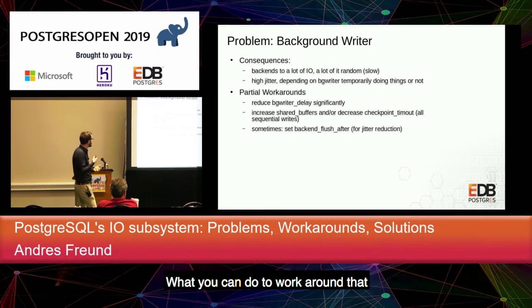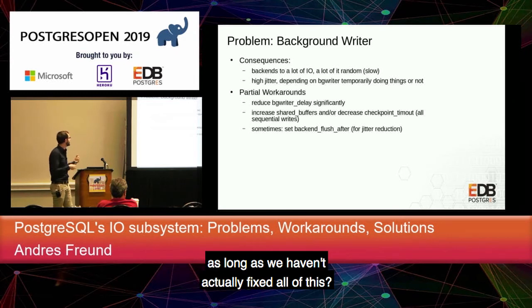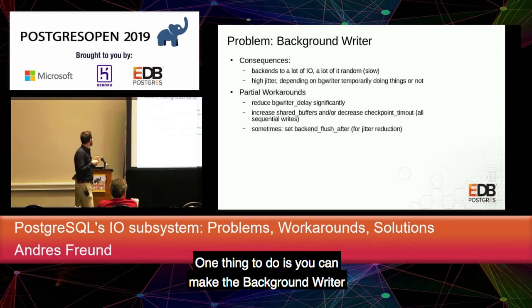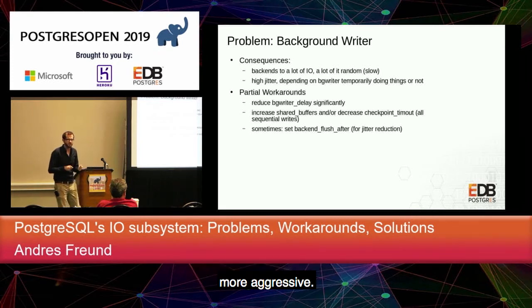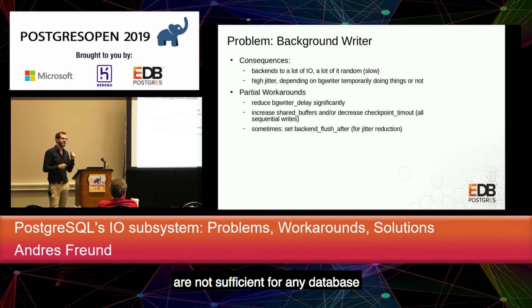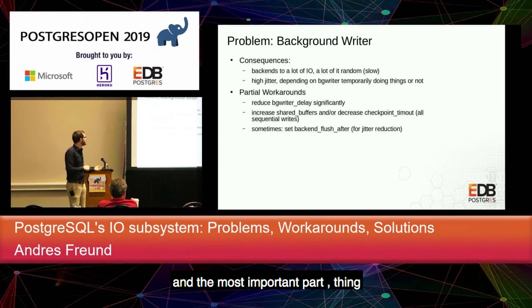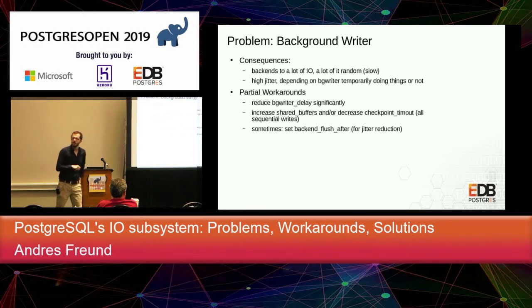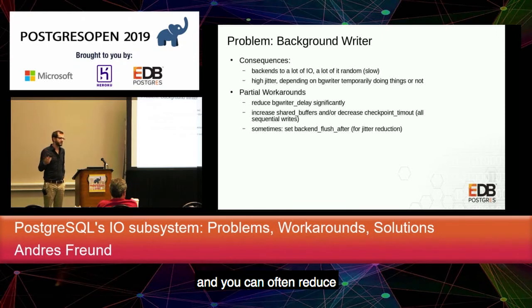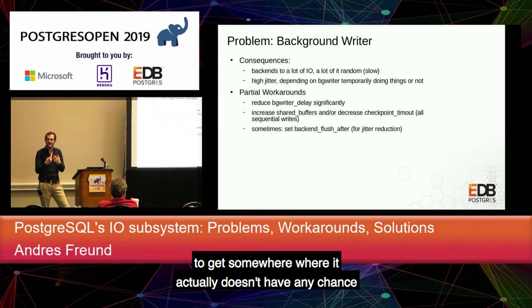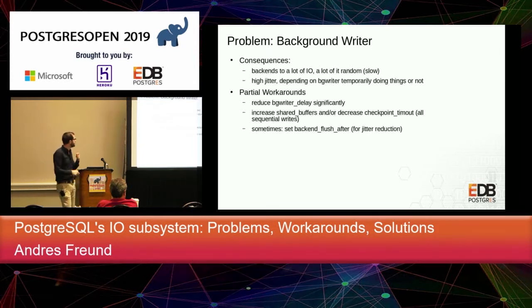What can you do to work around that as long as you haven't actually fixed all of this? One thing to do is you can make the background writer more aggressive. The defaults for the background writer are not sufficient for any database that actually does a fair amount of I/O. And the most important thing that you need to do is to reduce the background writer delay. And you can often reduce it by a factor of 100 to get somewhere where it actually has any chance to be able to keep up.